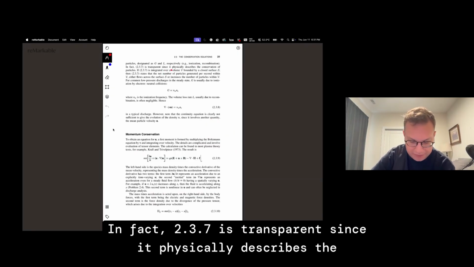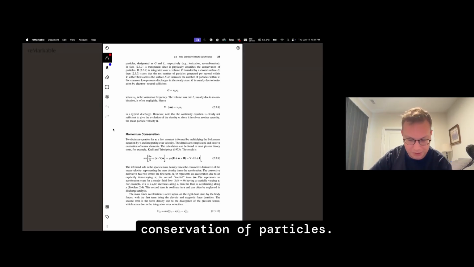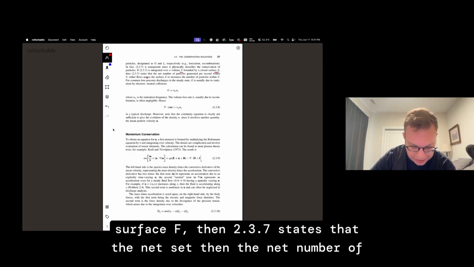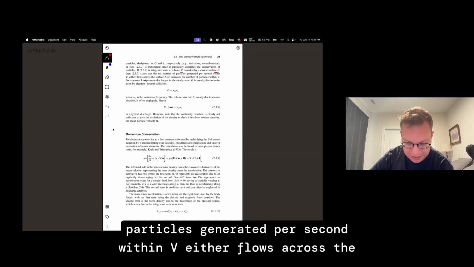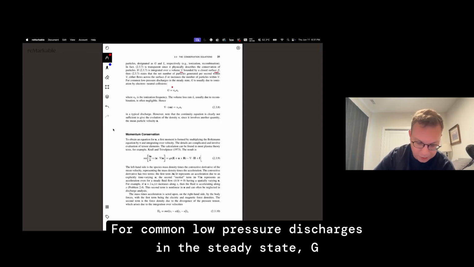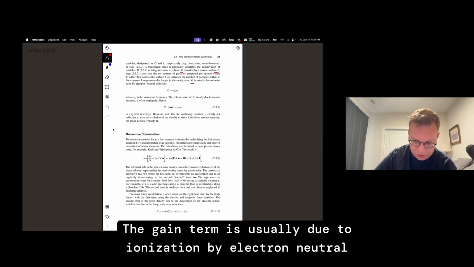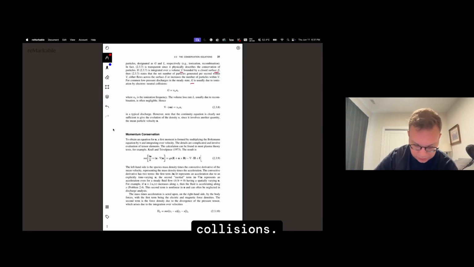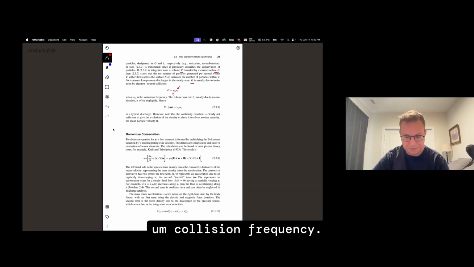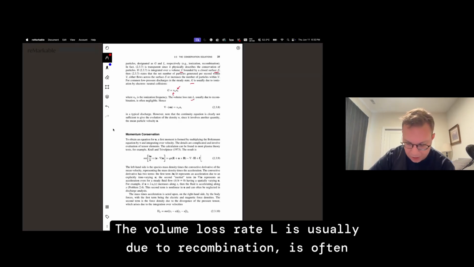In fact, 2.3.7 is transparent since it physically describes the conservation of particles. If 2.3.7 is integrated over a volume V bounded by a closed surface S, then 2.3.7 states that the net number of particles generated per second within V either flows across the surface S or increases the number of particles within the volume. For common low-pressure discharges in the steady state, G, the gain term, is usually due to ionization by electron-neutral collisions. This is going to be the electron density, and then this will be the ionization collision frequency. The volume loss rate L, usually due to recombination, is often negligible.